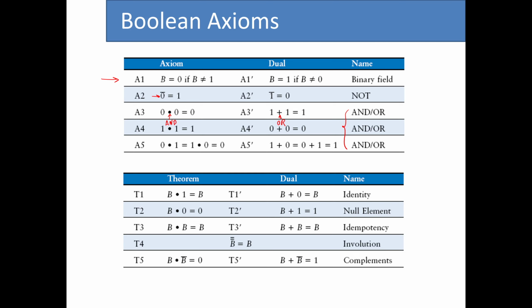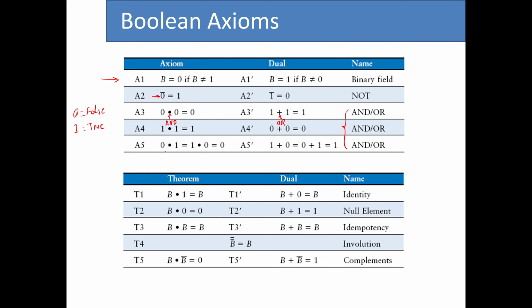To understand this easily, you can consider 0 to be equal to false and 1 to be equal to true. In that case, these make more sense. False AND false equals false. True OR true equals true. True AND true equals true. False OR false equals false.